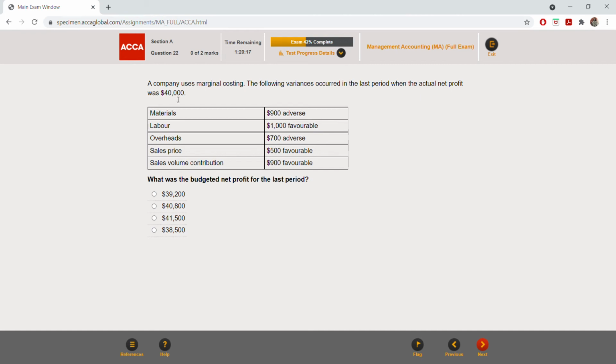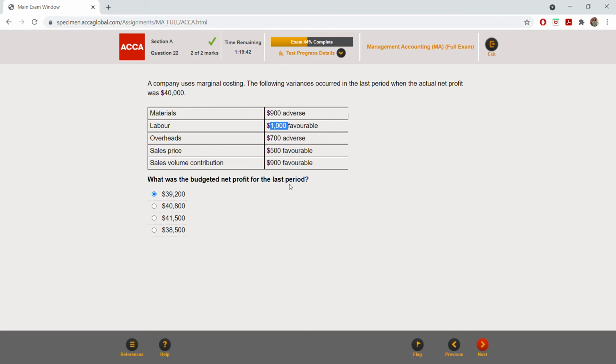Take this 40,000, add 900 for material, because it is adverse. When it is adverse, you are adding. When it's favorable, you are deducting. Minus 1,000, the favorable labor. Plus 700, because adverse. Then minus 500, then minus 900. You are getting 39,200. Definitely it will be less than 40,000.